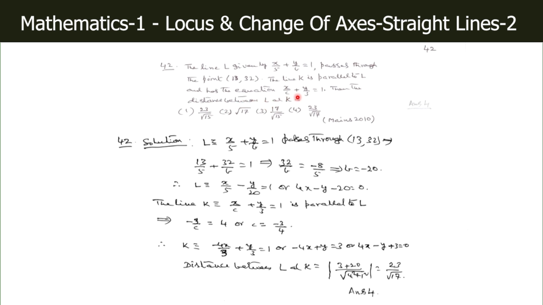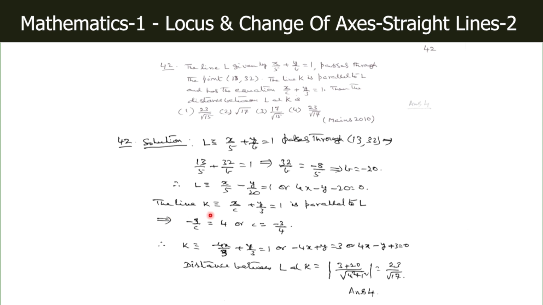Right. Now you know that you are given that L's equation x by 5 plus y by b is equal to 1 and it passes through (13, 32), means 13 by 5 plus 32 by b is equal to 1, or 32 by b is equal to minus 8 by 5, or b is equal to minus 20. Therefore, L's equation is x by 5 minus y by 20 is equal to 1, or 4x minus y minus 20 equal to 0.